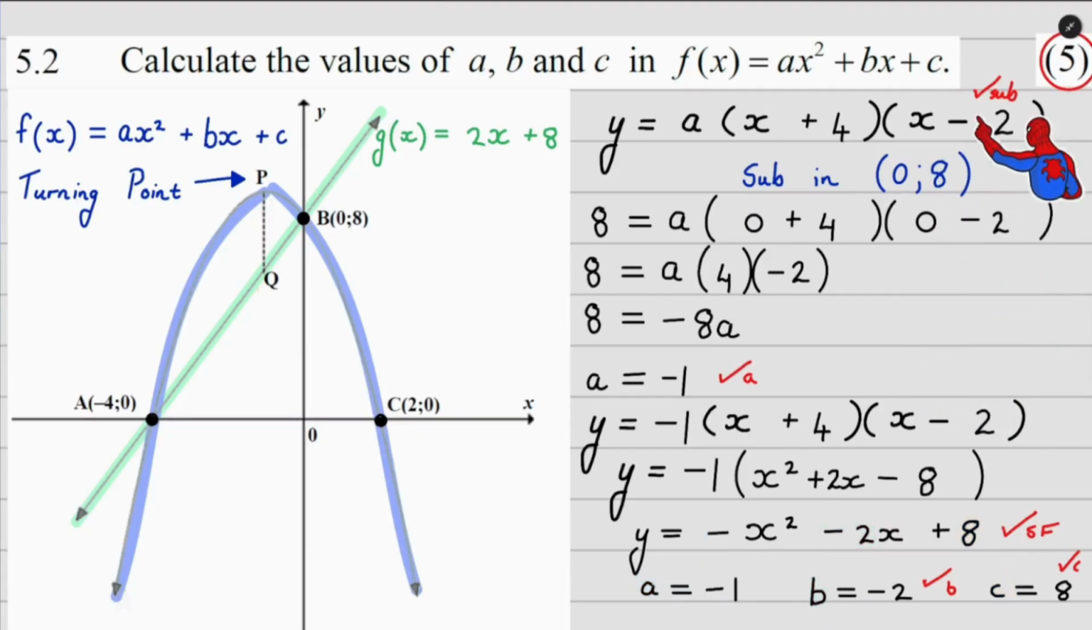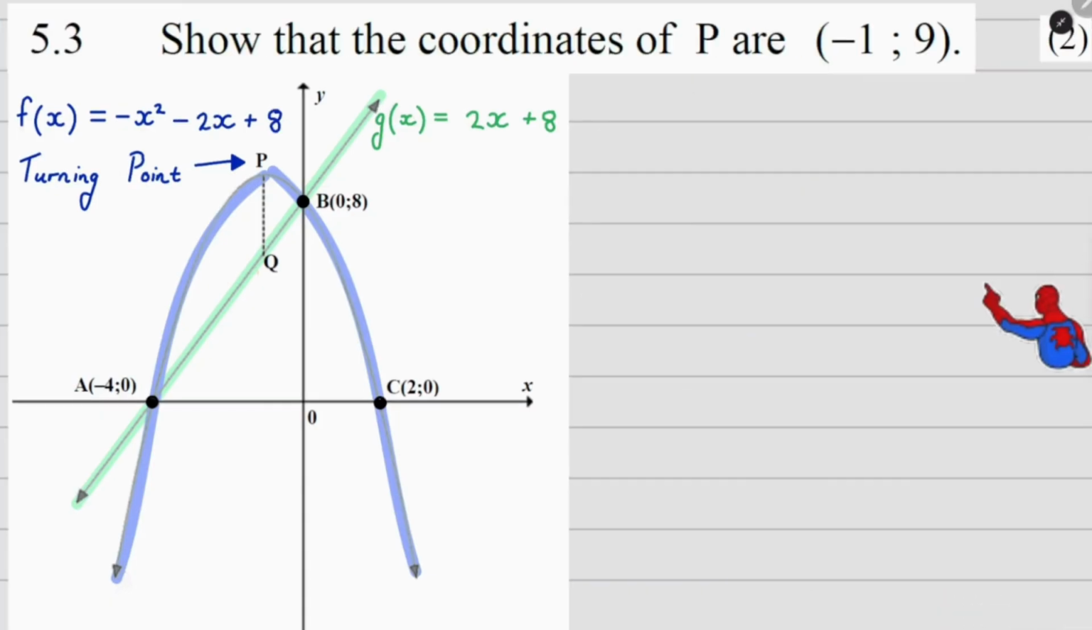Okay, your first mark comes from the substitution into the x-intercept formula. The second mark comes from the correct value of a. Third mark comes from your standard form over here, and the last 2 marks come from the correct value of b and c. In 5.3, we need to show that the coordinates of p are minus 1 and 9.